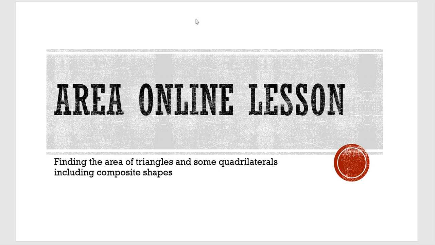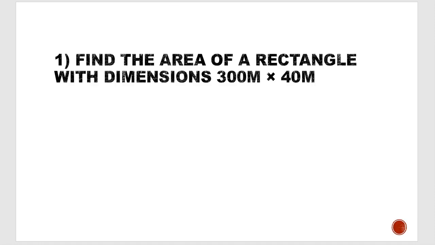Hi, this session is on some area questions, and we'll be finding the area of triangles and some quadrilaterals, and we'll include some composite shapes. Our first question says, find the area of a rectangle with dimensions 300 meters by 40 meters. So you have a go first, and please draw a diagram as well.